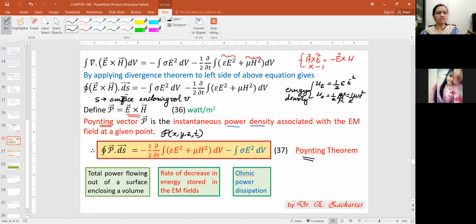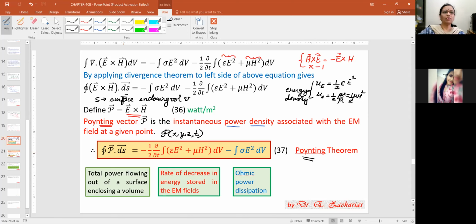Let us see what the Poynting theorem says. The Poynting theorem says that the total power flowing out of a surface enclosing the volume, when I do an integration over the entire closed surface, is the total power flowing out of the surface. Maybe you should even add a word: the total instantaneous power flowing out of a surface enclosing the volume is going to be equal to, so something is flowing out, where is it coming from? It is coming from the energy inside.